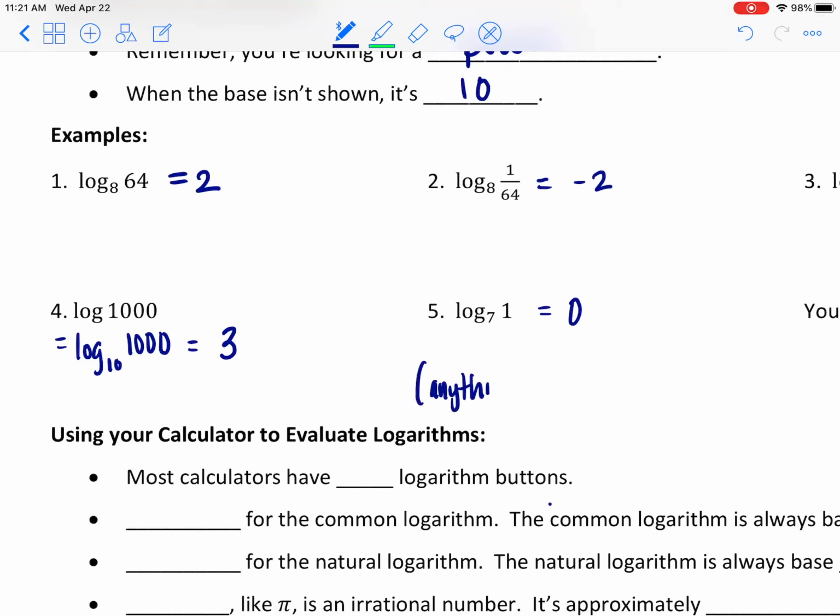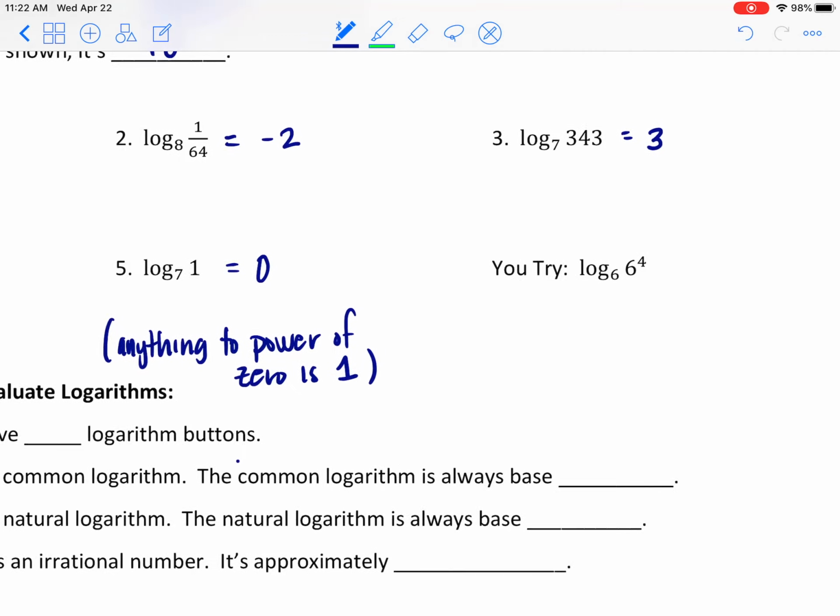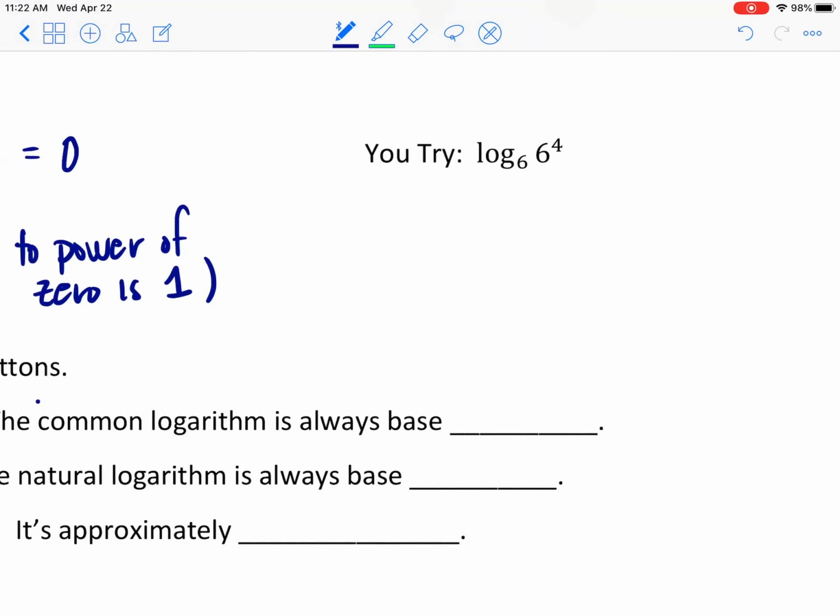The log base 7 of 1 is asking, what power of 7 makes 1? Well, that's going to be the 0 power. Remember the 0 rule? Anything to the power of 0 is 1. Okay, and then how about this guy? It's a little bit of a make-you-think question. Feel free to pause if you want.